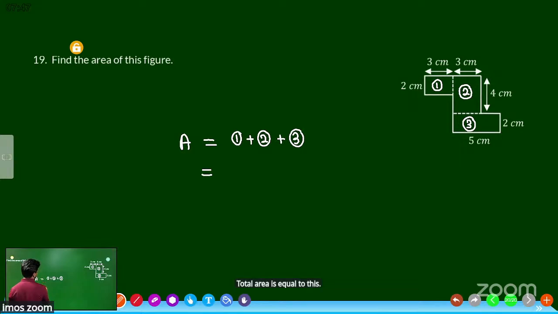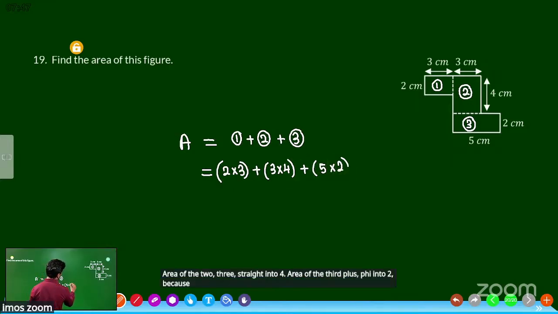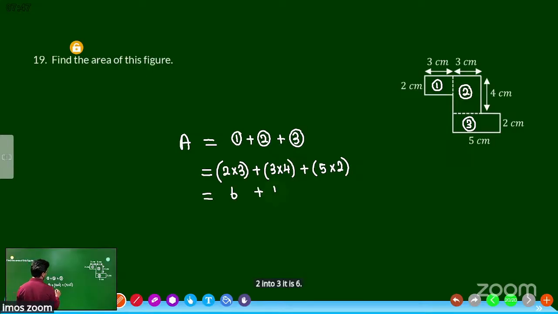What is the area of part 1? 2 into 3. Area of part 2 is 3 into 4. Area of the third plus 5 into 2, because they are rectangles. Length into breadth. 2 into 3 it is 6. 3 into 4 it is 12. 5 into 2 it is 10. 6 plus 12, 18. 18 plus 10, 28. All are centimeters. Because of that, area comes in centimeter square.